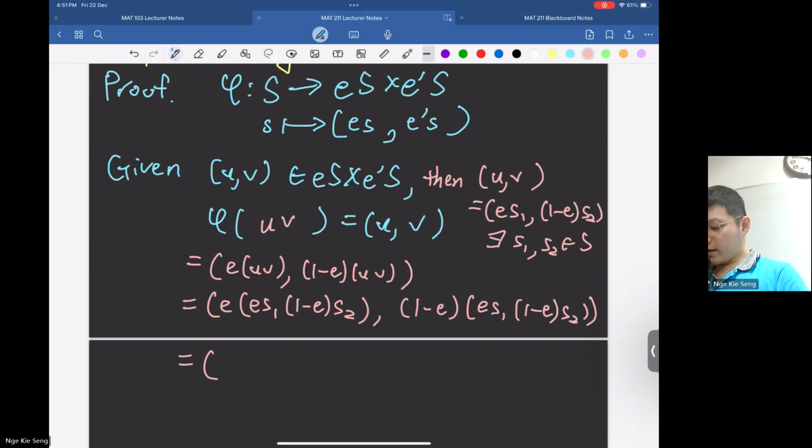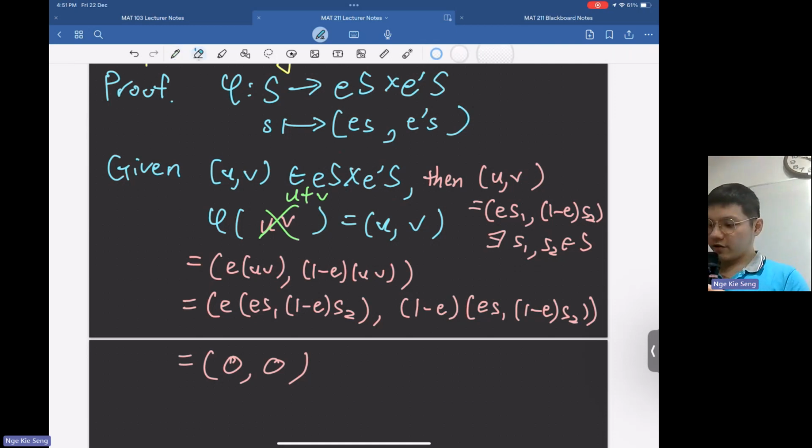So what is this? E times 1 minus E is what? It is 0. Just now we computed E times E' is 0. So this part is 0. The other part you also get 0. So you get 0, 0 for this. So it's not that. The claim should be u plus v. You can go and try to compute it. u plus v should give you (u, v). So this is the surjectivity part.